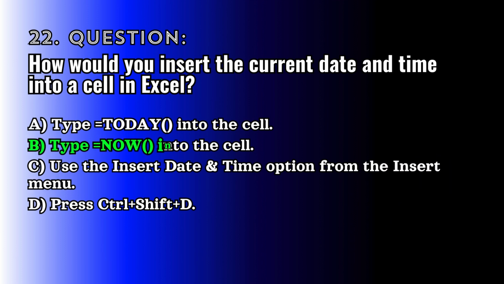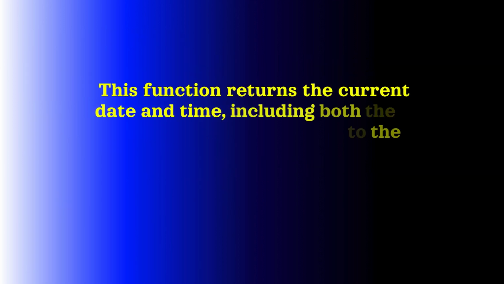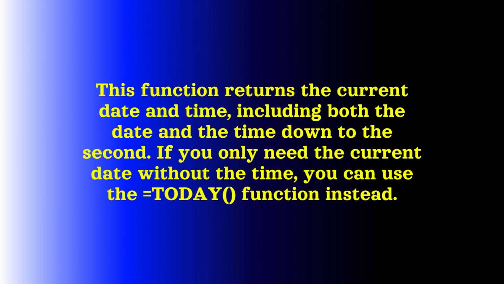So the right answer is option B. You need to type now into the cell. This function returns the current date and time, including both the date and the time down to the second. If you only need the current date without the time, you can use the today function instead.